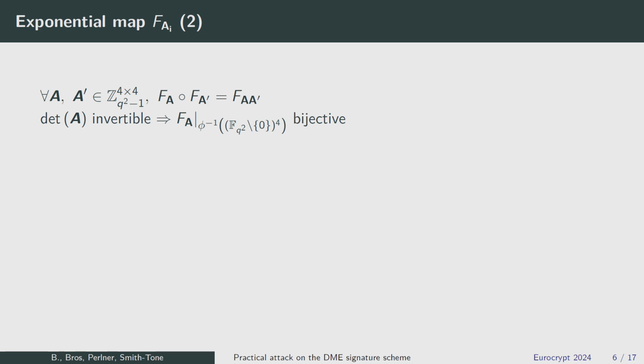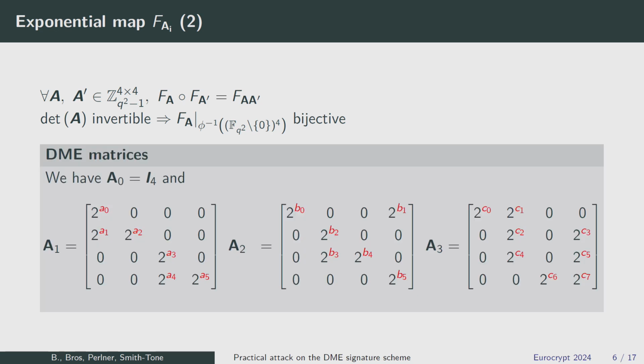But what will be more important in our attack is the shape of the matrices which are concretely used in the scheme. So here they are. The first one is just the identity. If you prefer, in the first round, the first exponential map is trivial. And my other matrices are also very special. First, we see that they are extremely sparse. And also all the non-zero entries are powers of 2. We know their position in the matrices. We simply don't know the value of the exponents.